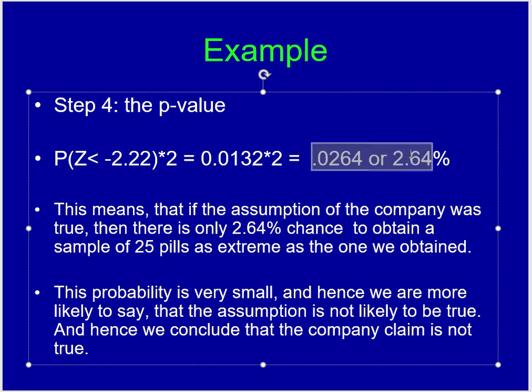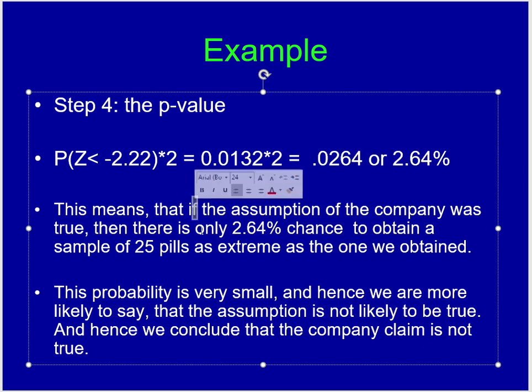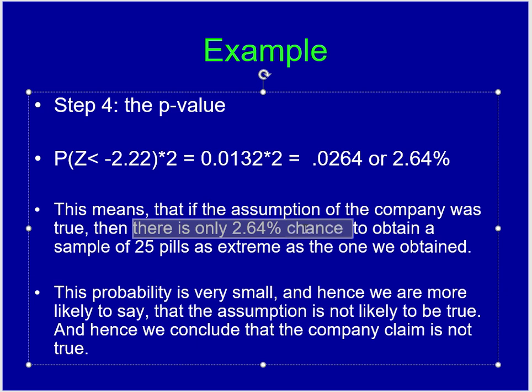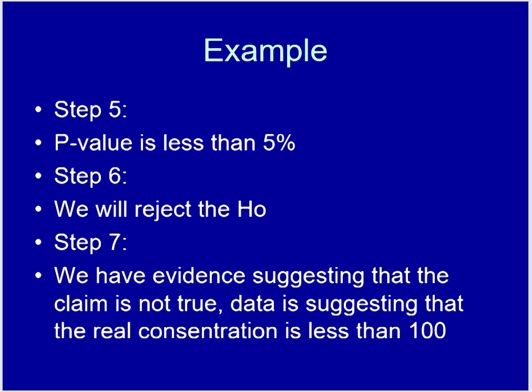So once we reach the p-value, this means that if the assumption of the company in the null hypothesis was true, there's only a 2.64% chance to obtain a sample of 25 pills as extreme as the one we obtained. This probability is very small, and hence we are more likely to say that the assumption is not likely to be true, and hence we conclude that the company's claim is not true.